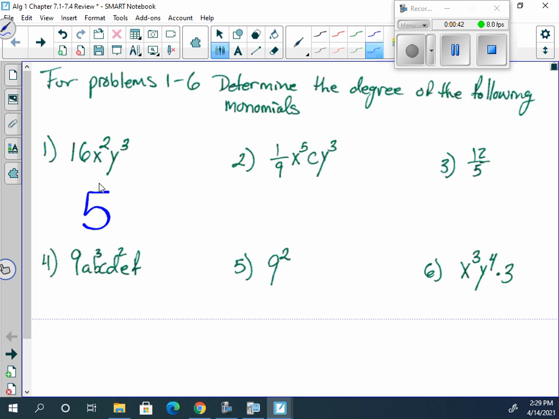How about number 2? So we have 5, 1, and 3. Well, 5 and 1 is 6, and 3 gives us 9. How about number 3?